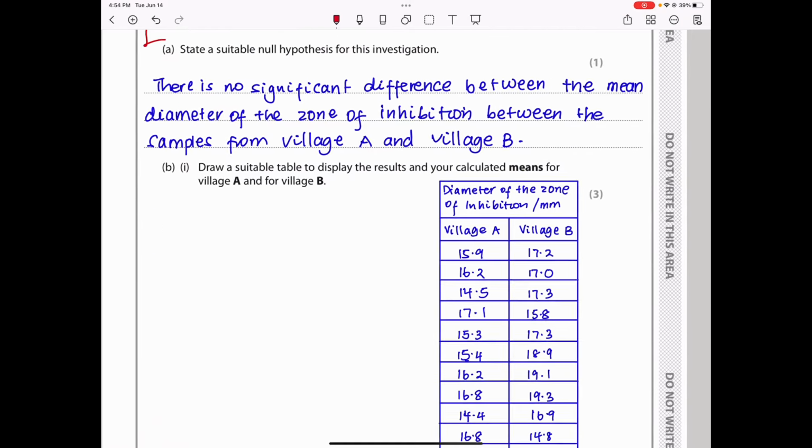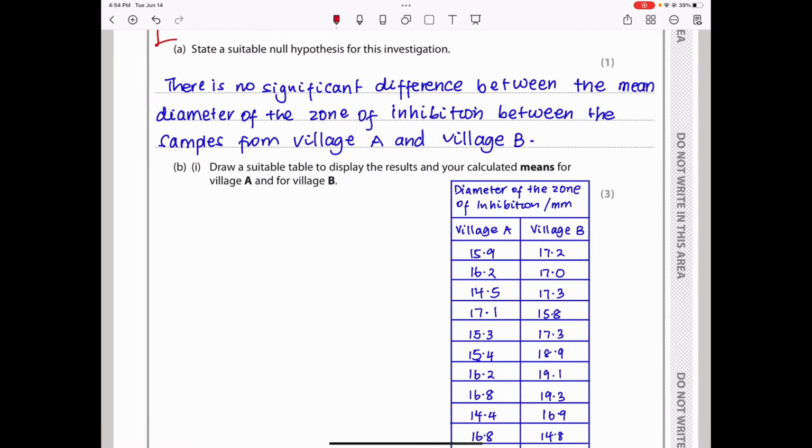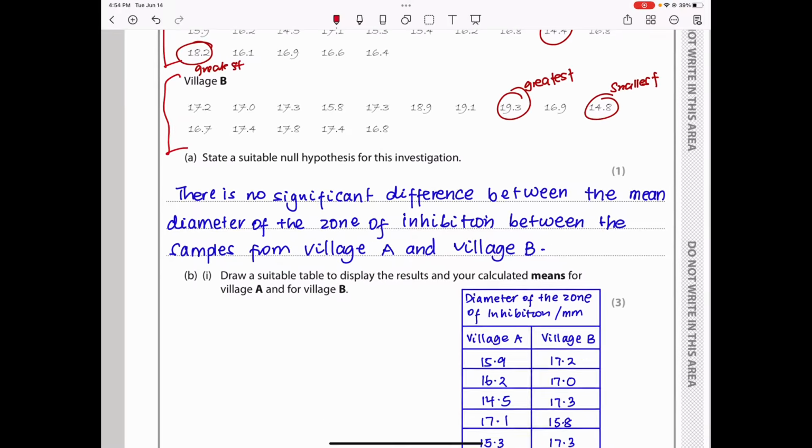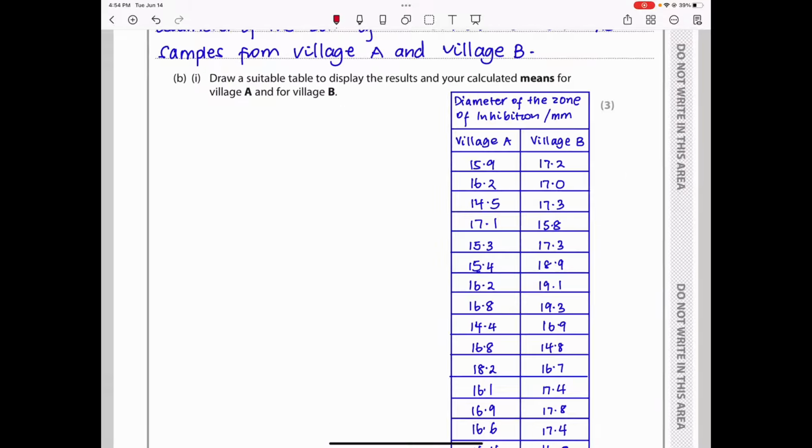Part B says, draw a suitable table to display the results and calculate means for village A and village B. So here I presented the results in their raw manner. So you can see the diameter of the zone of inhibition in millimeters. We see for village A and we see for village B.